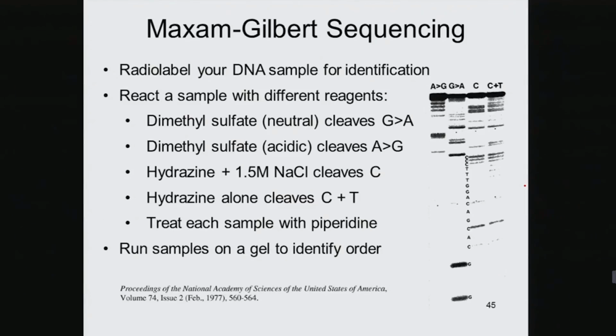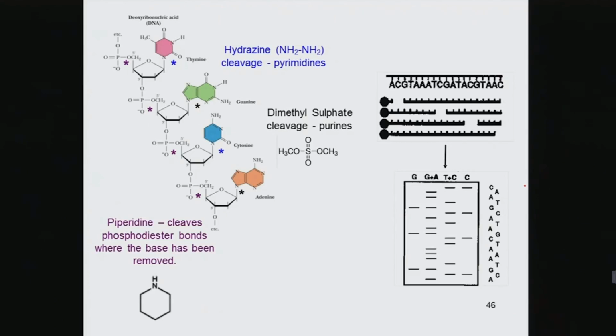And then once you've done that reaction, to each test tube, you would add piperidine. And piperidine is essential because you cleave the phosphate backbone exactly where that specific base has been removed. So when you cleave that phosphate backbone, you can get different size fragments, and then you can run them on the gel. And because your DNA sample is radio-labeled, again, you can detect them through radiograph. So this is a very crude method. And initially, when they started sequencing DNA.